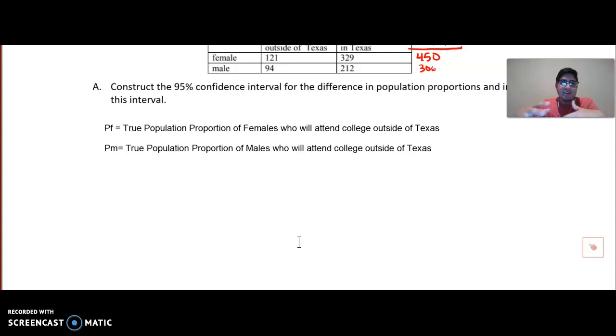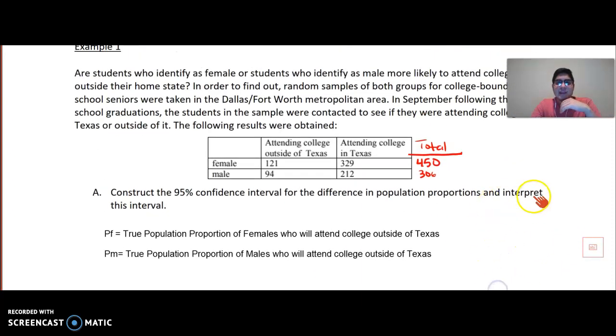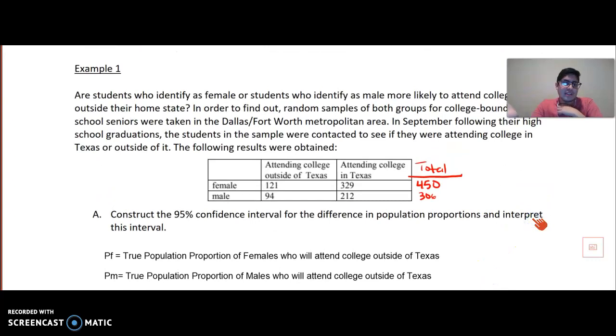And so I'm looking here for the difference in population proportions for those who are attending college outside of Texas. Construct or interpret. That is what they wanted, right? Following our... Oh yeah, are they more likely to attend college outside? Okay, just checking. I was like, wait a second, I'm making something up here.